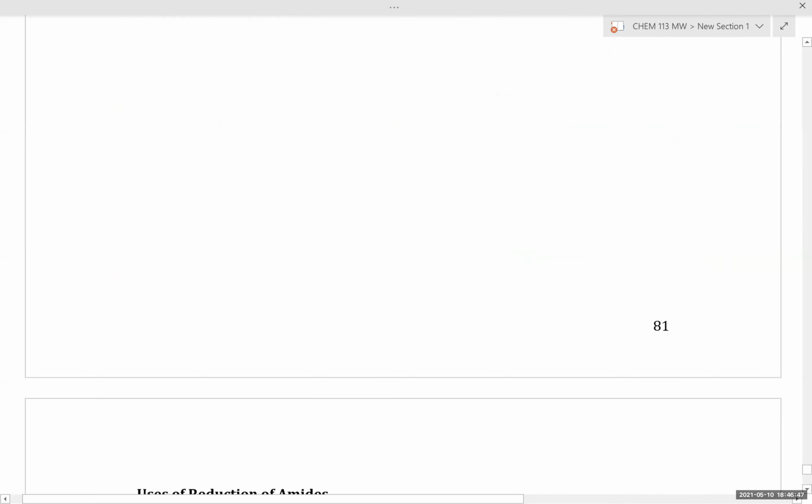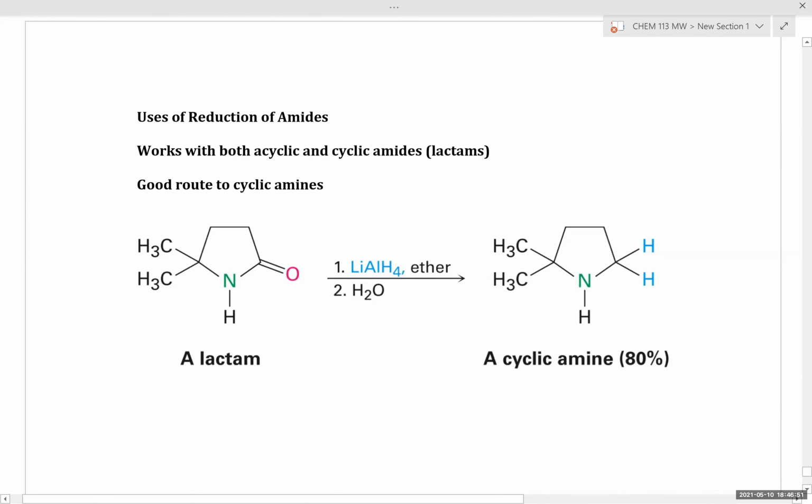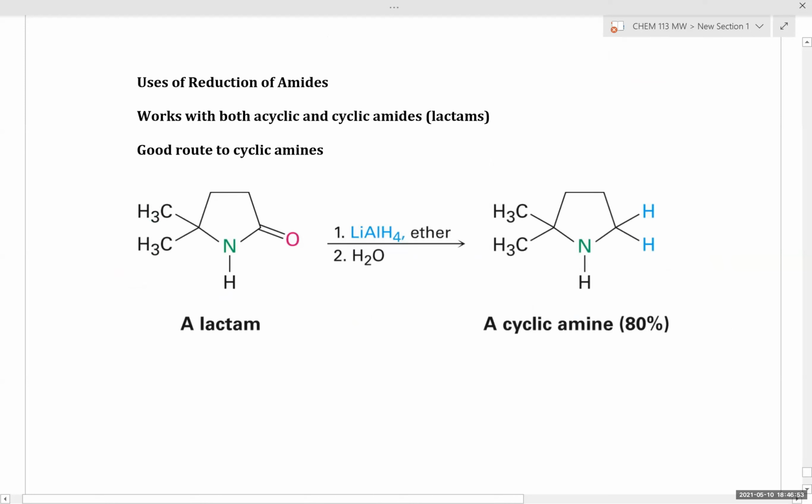Perfect. Okay, so let's keep going and let's talk about a use for this reduction of amides. Because we can prepare amides readily from an acyl chloride and an amine, we can prepare acyclic and cyclic amides and then reduce those amides to complex cyclic and acyclic amines.